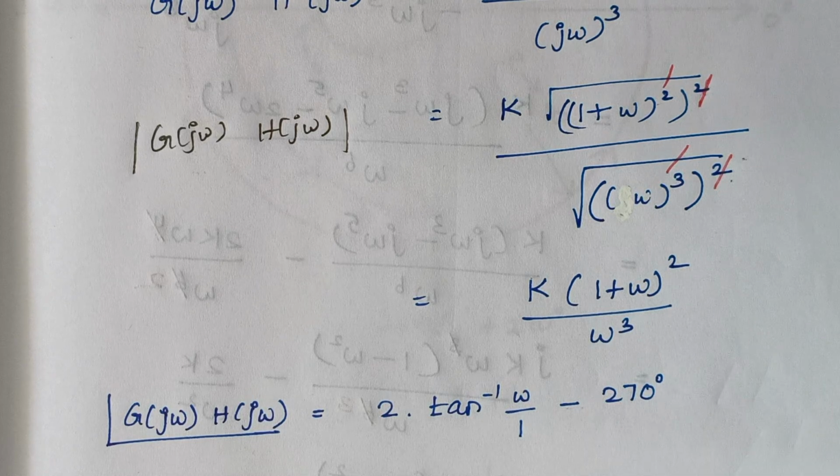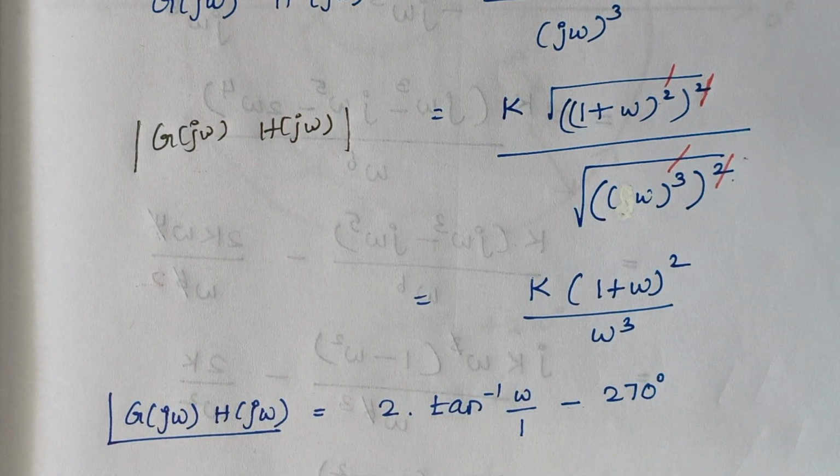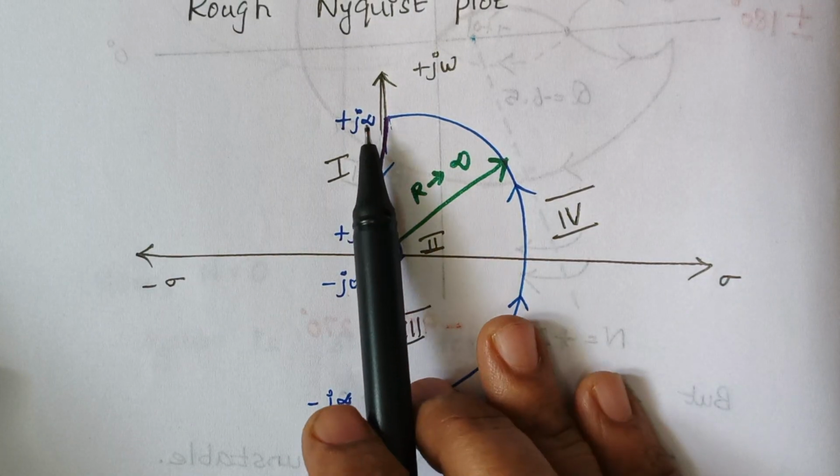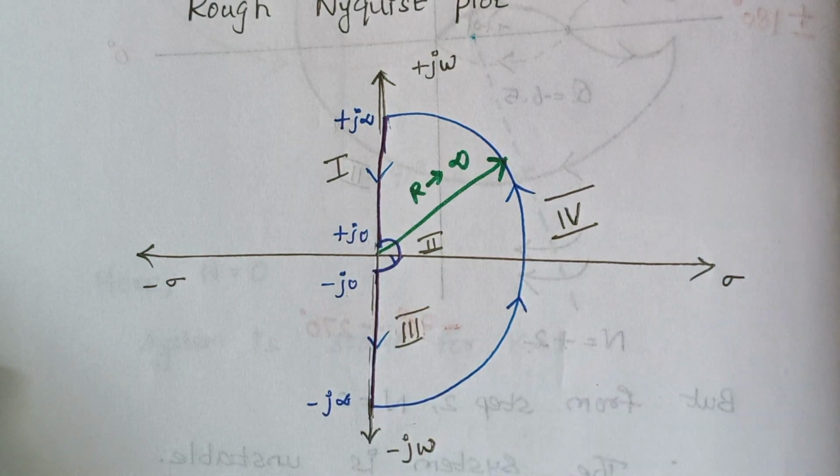Now we are going to analyze the sections. So the first section is where it starts at plus infinity and ends at plus 0.